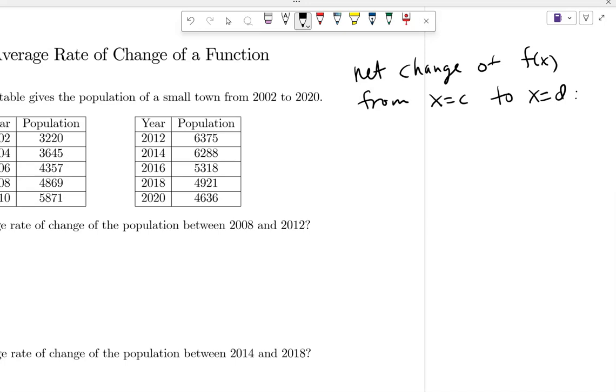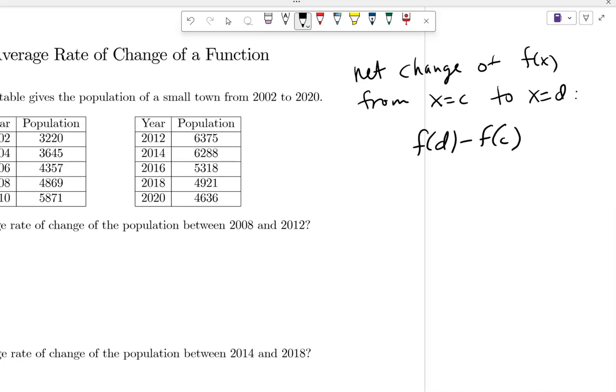It was not quite d minus c, but, well, it's change in the function. So I don't always want to do d minus c because that's the change in the inputs. I want the change in the outputs. How do I get the outputs? Yeah, f of d minus f of c, right? That's net change.